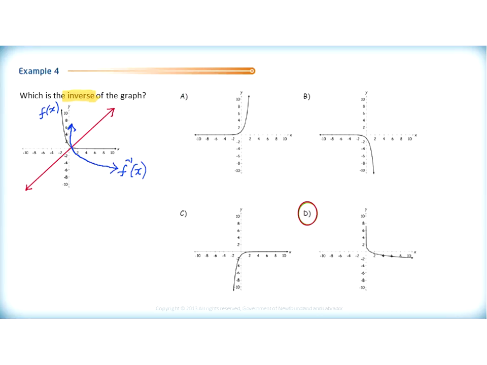And again, you could verify that using some points as well. If you look at some points on the original graph, let's say that the point (-1, 4) is on the original graph of f of x. Then that should correspond with (4, -1) on the graph of the inverse function. And in this case, (4, -1) is approximately this point right here. So that again confirms that D is the multiple choice answer.